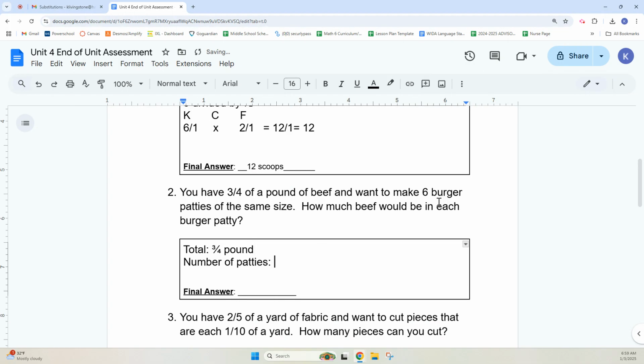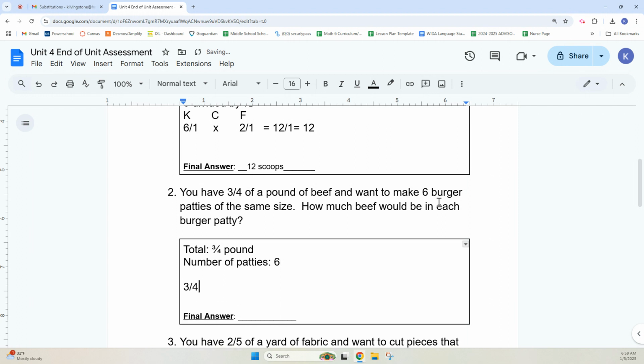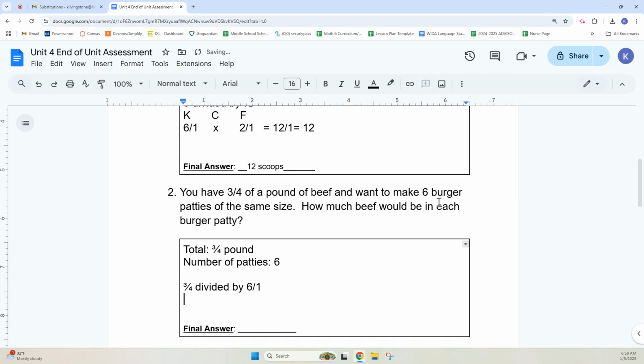All right, we want to make 6 burger patties. So our division sentence is 3/4 divided by 6. And I'm going to write that 6/1 because all whole numbers go over 1. All right, now we're going to do our keep, change, flip. Keep 3/4 the same. Change to multiplication. 6/1 flipped over becomes 1/6.